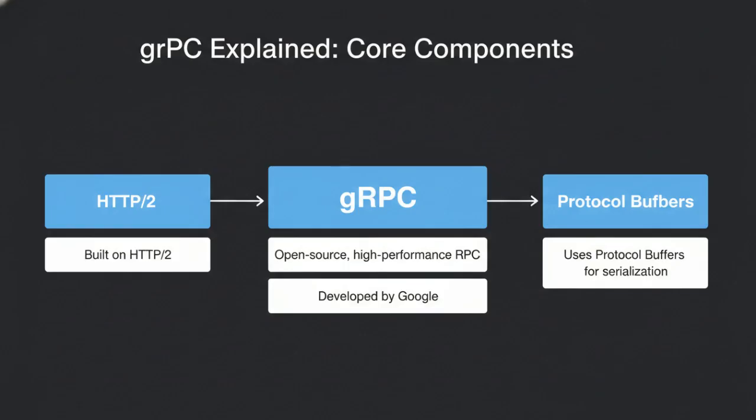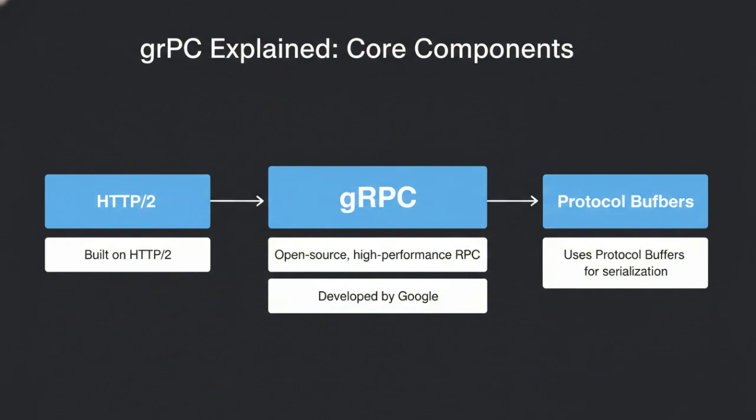So, what exactly is gRPC? It's an open-source, high-performance remote procedure call (RPC) framework that was initially developed by Google. Its design philosophy centers around efficiency and simplicity. gRPC differentiates itself by being built on two powerful technologies: HTTP2 for its transport layer and protocol buffers for its interface definition language and message serialization.